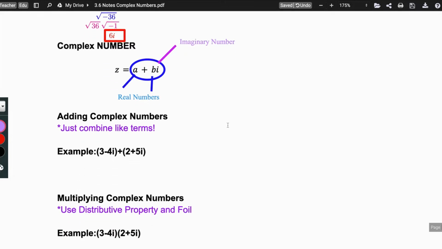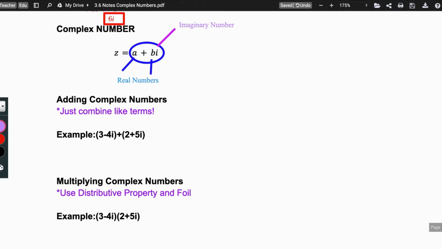Okay, so we're going to add complex numbers. And how we add them is just like combining like terms. It's the same thing that we've been doing for days. So you have 3 minus 4i plus 2 plus 5i. This is one complex number, and this is one complex number. What I'm going to do right now is add them together. And I do that by combining like terms.